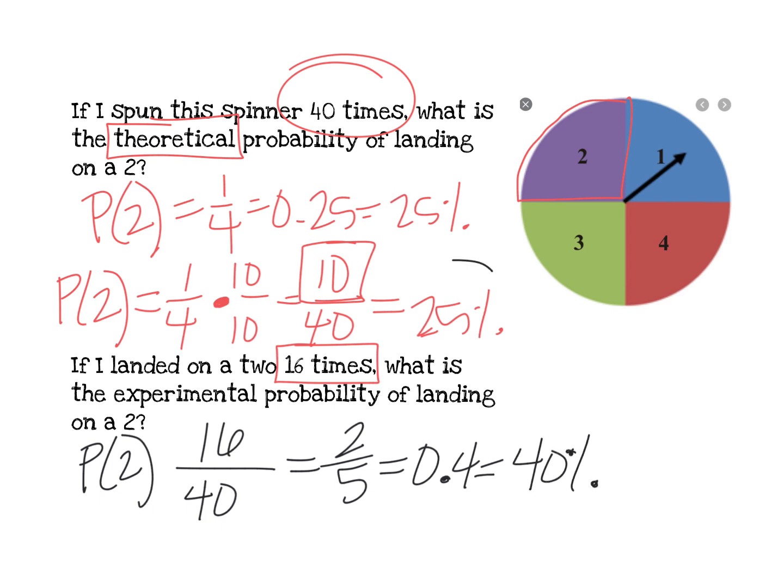So theoretically, I should have gotten a 2 25% of the time, but after my experiment, I actually got a 2 40% of the time. So my experimental probability of getting a 2 is higher than my theoretical probability, because I spun a 2 more times than I should have done based on theoretics.